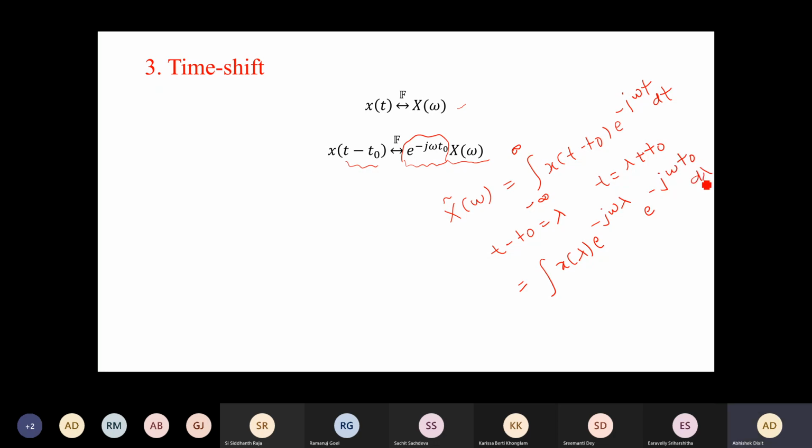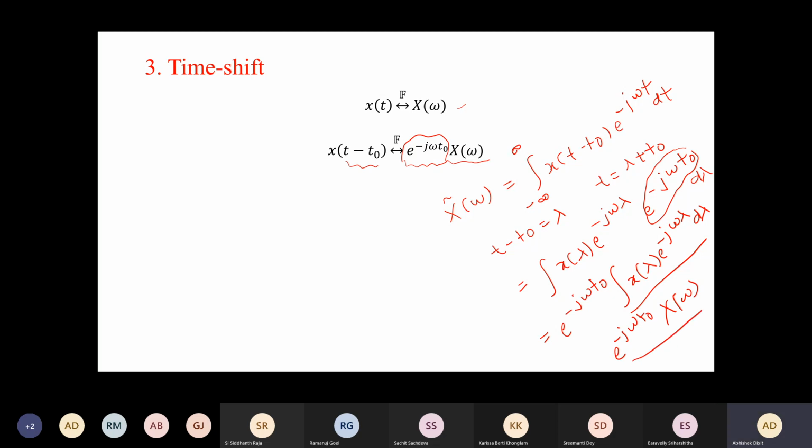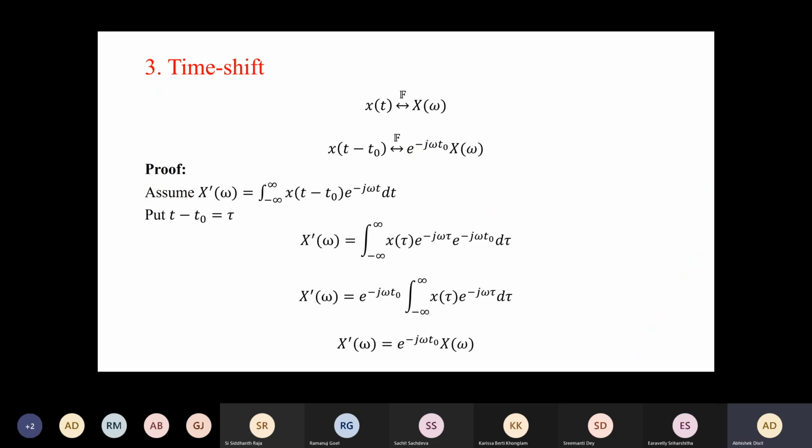dt is the same as d lambda, right? So this factor is independent of lambda and can be pulled out. So what we have is this. And this by definition is X(omega). And so X tilde(omega) is this thing. So this proves the property. It's very simple. Whatever I said, I have also written, so you can go through it if you haven't understood. This picture is important. What would happen to the signal? We have to keep this in mind. Proofs are, I think, trivial.